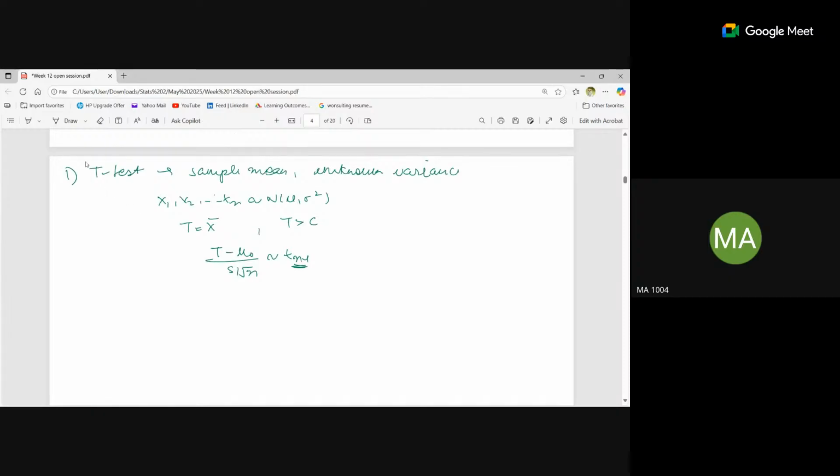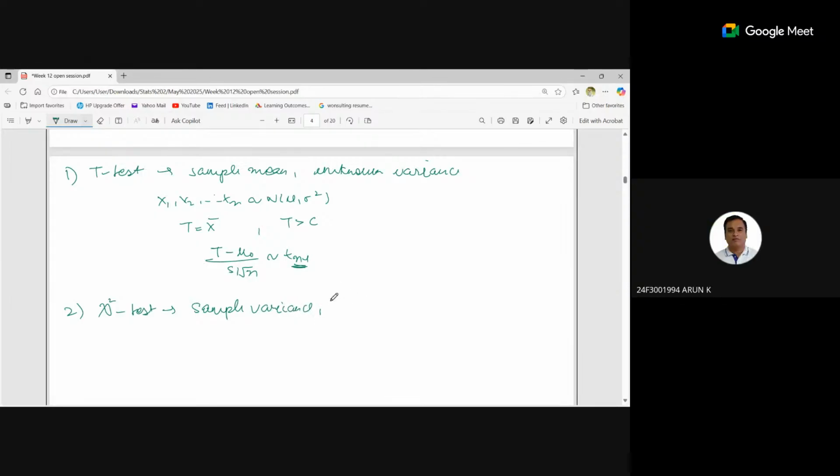Okay. So this is the t-test. Now we have the chi-square test. What is the chi-square test? It is used for the sample variance. Sorry to interrupt. T greater than C. What does the C denote, ma'am? Actually, this is the critical value. Critical value. Okay.